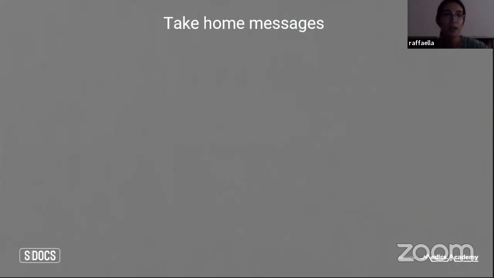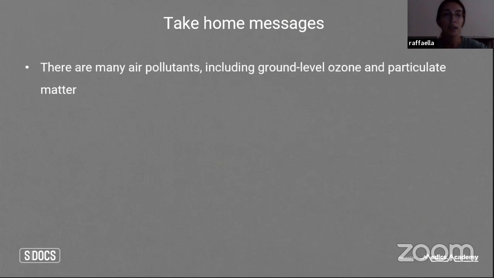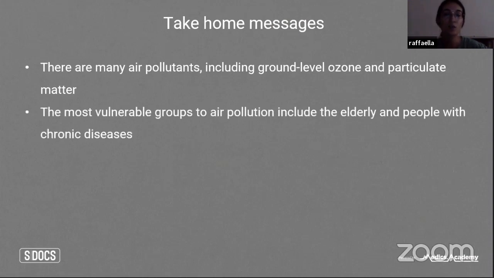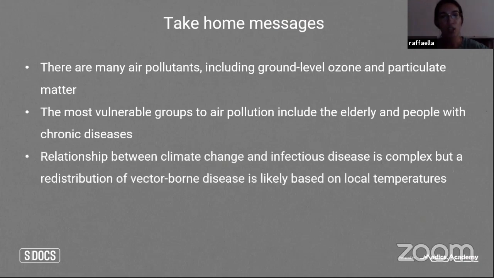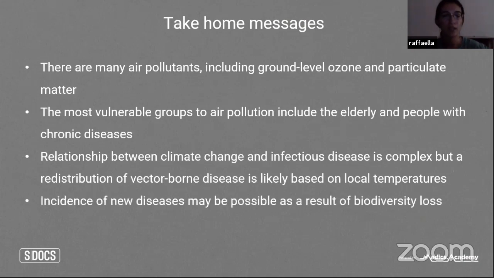So the main take-home messages that we have covered in part 2 are that there are many air pollutants, including ground-level ozone and particulate matter. The groups most vulnerable to air pollution include the elderly and people with chronic disease. The relationship between climate change and infectious disease is complex, but a redistribution of vector-borne disease is likely based on the local temperatures. And also incidence of new diseases may be possible as a result of biodiversity loss.